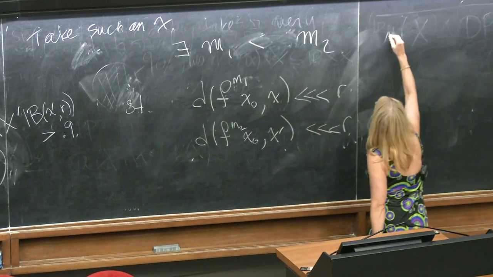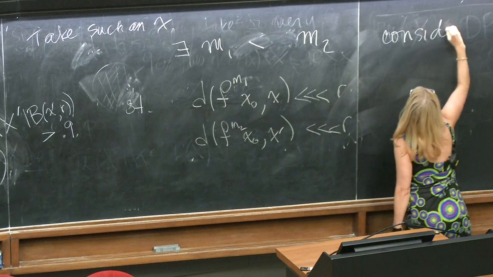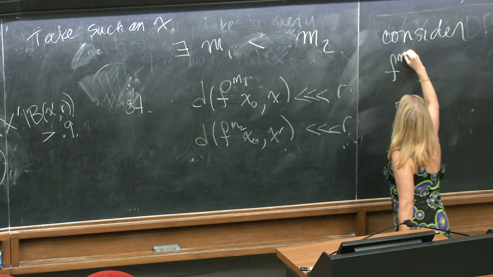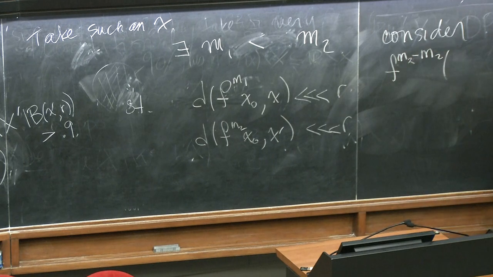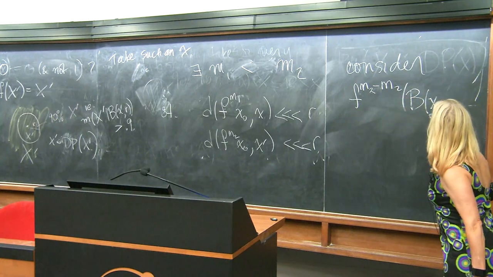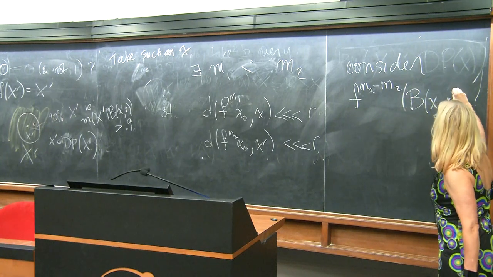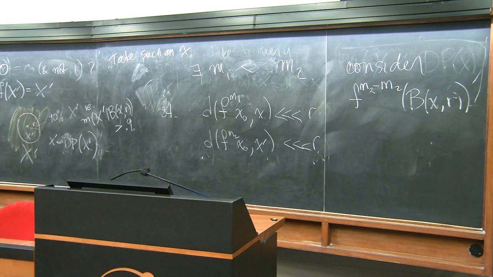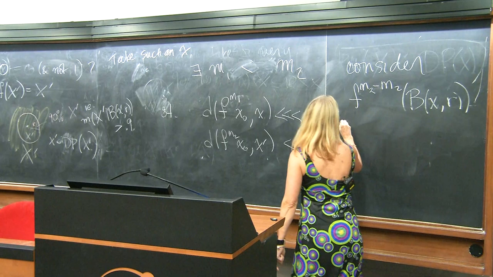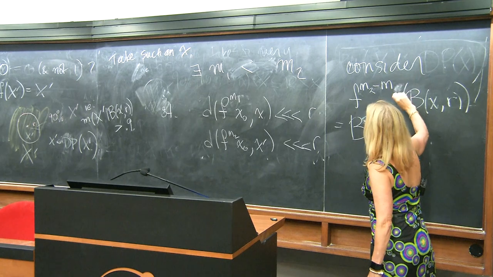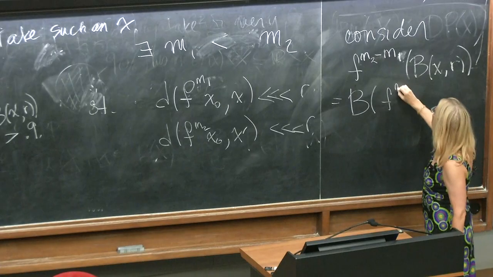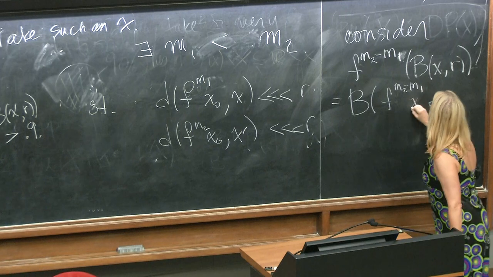And now consider what f to the m2 minus m1 does to the ball around x, that density point for X, of radius r. Well, f is an isometry. So this is the ball around f to the m2 minus m1 of x, of radius r.